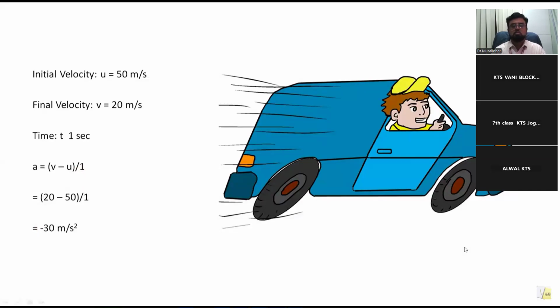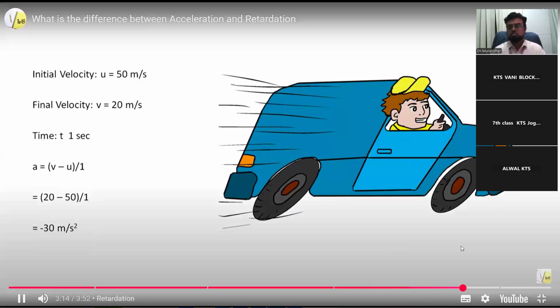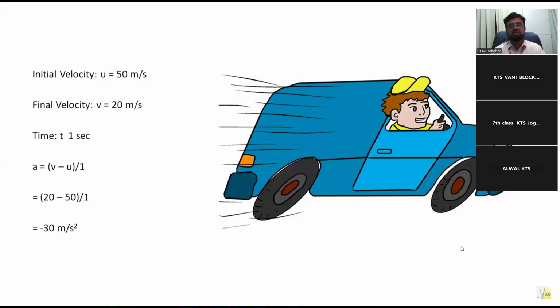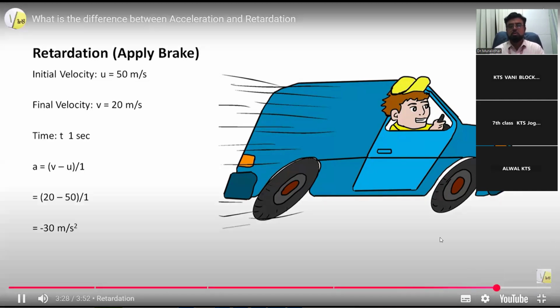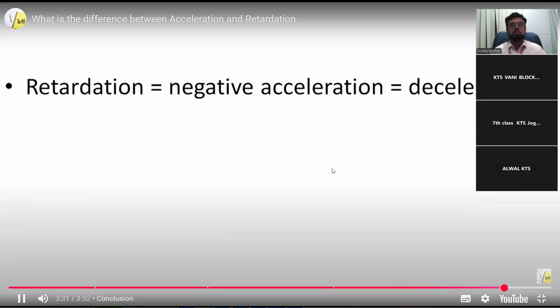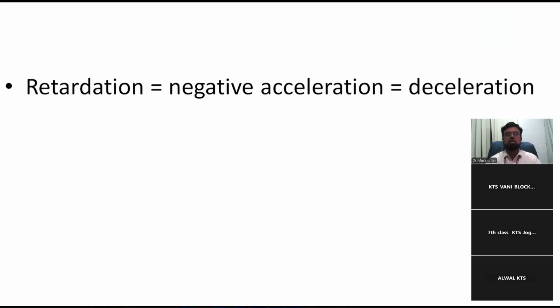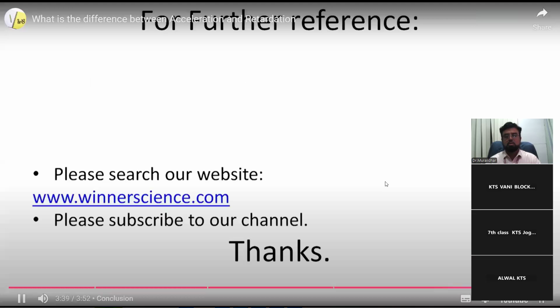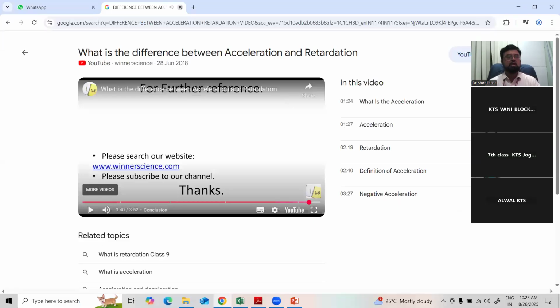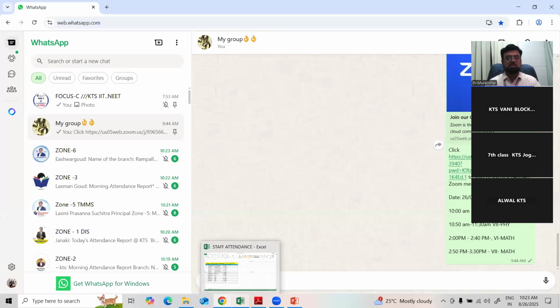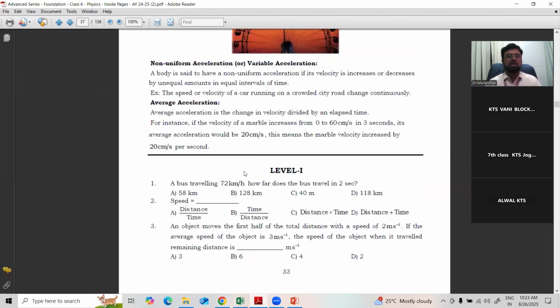Now here you can see that minus indicates, by definition it is the same: final minus initial. But here the final velocity is lesser than the initial velocity, and this happens when we apply the brake. So it is minus 30 meter per second square. So this is retardation, or it is known as negative acceleration, or also known as deceleration. So my dear friends, this is the basic difference between them. This is the last part of the chapter, that is retardation and acceleration and types.